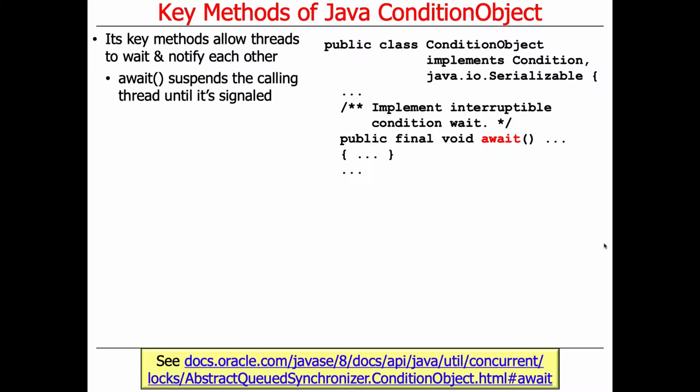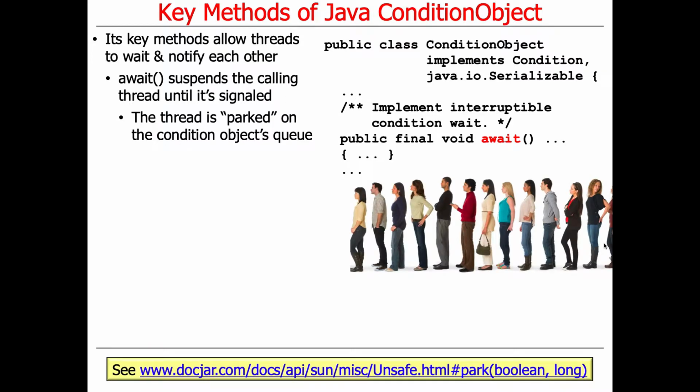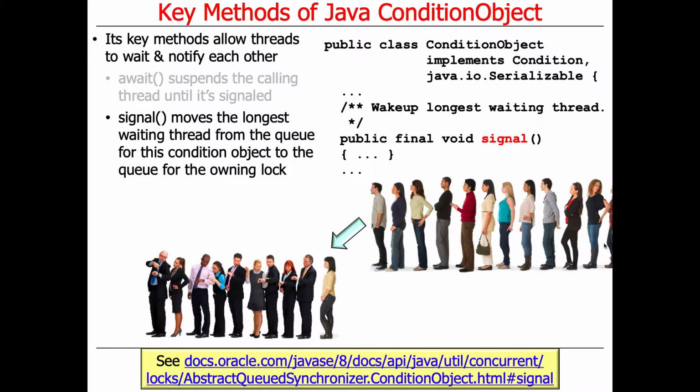Await is very straightforward. It suspends the calling thread until it's signaled or until it's interrupted. What happens when you call await is the thread parks itself on the condition object's wait queue. And it also atomically releases the lock. So that's the other thing it does.